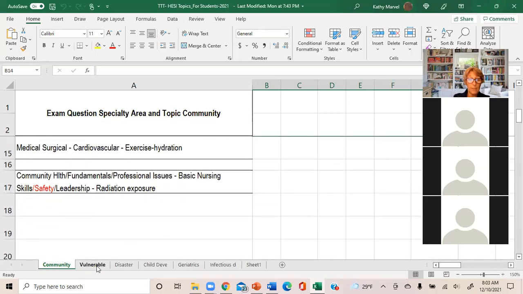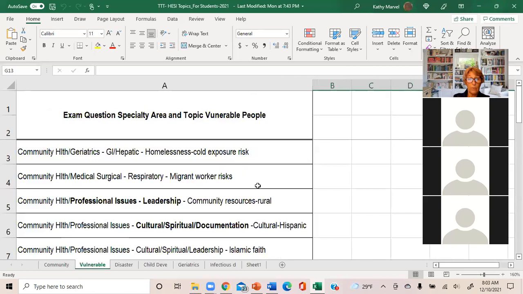So that's the community section. Here's our vulnerable people category.